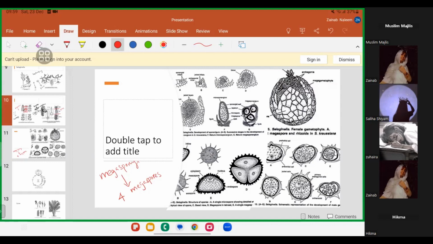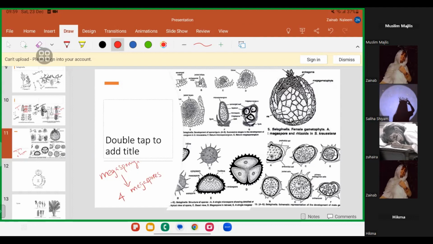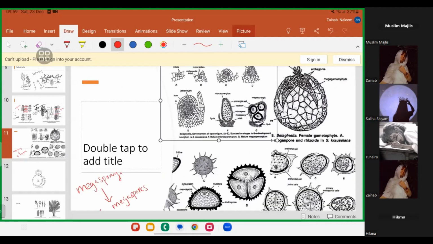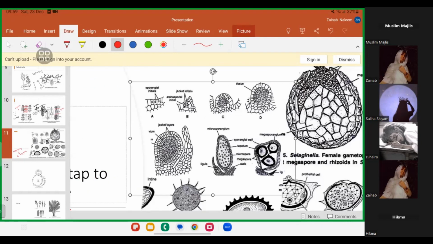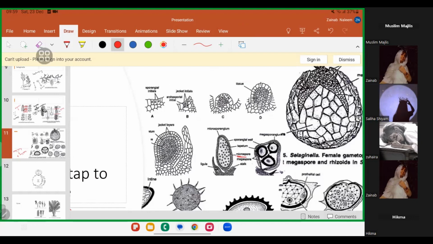So this is the microsporangium, right? In the microsporangium, you have the microspores. The microspores are not released to the environment. They are retained and they grow inside and become the male gametophytes.